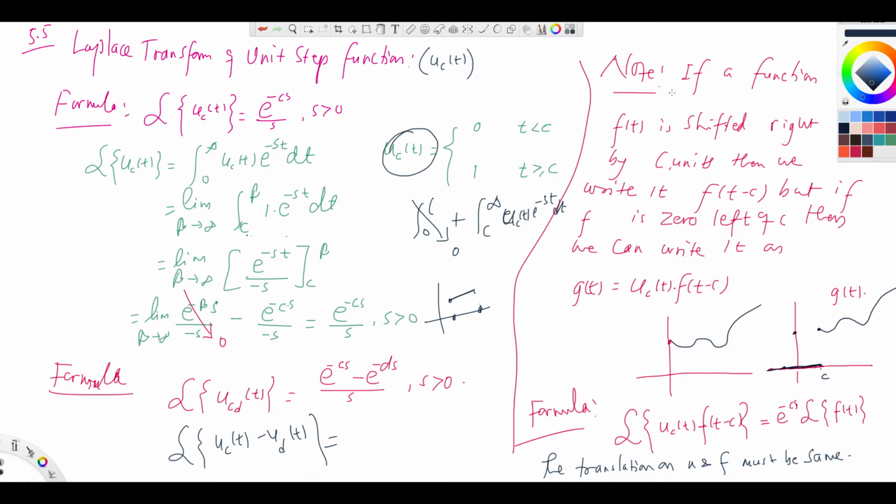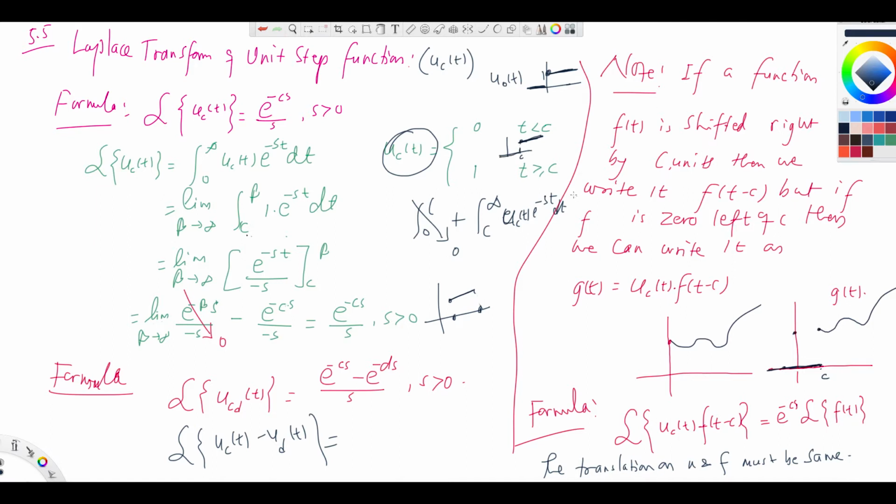Now, there is a note: if a function f(t) is shifted right by c units, then we write it as f(t minus c), right? Do you remember that u_c(t) is also shifted right? What was u_0(t)? From 0 and to the right, it is 1, and on the left side, it is 0. That is u_0(t). So u_c(t) was shifted c units right. It looks like this: 0 on the left of c, and on the right it is 1.